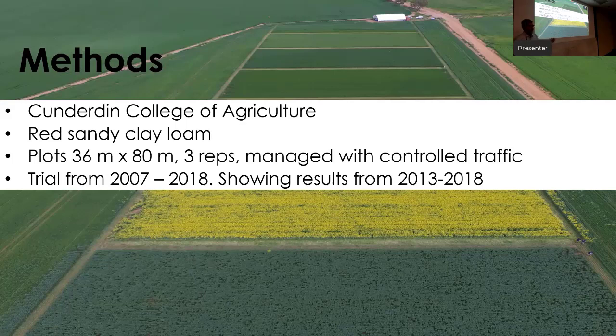The trial went from 2007 to 2018, so a long-term 12-year trial. Controlled traffic for the entire period. I'll be showing the results from the last 6 years of that. So we've already had 6 to 12 years of consistent residue deposition, I guess, in different places.